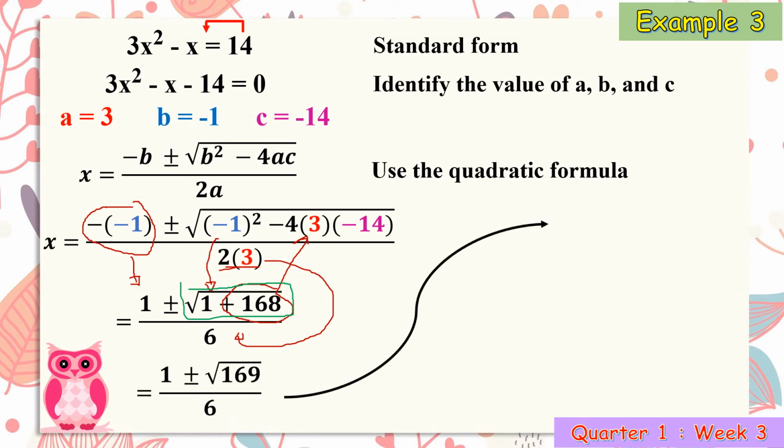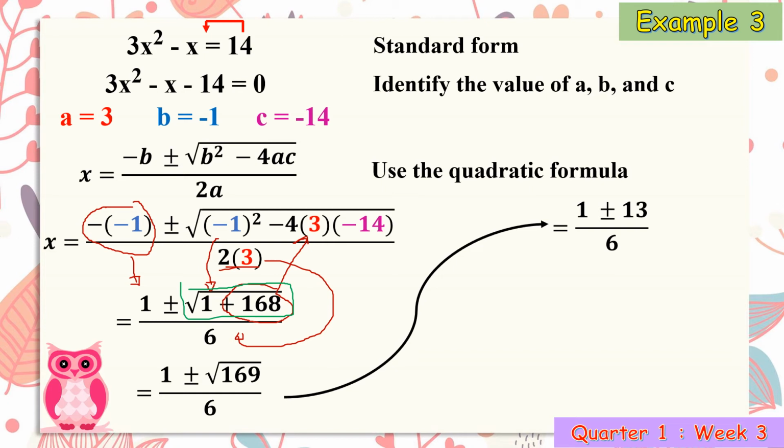Now let us get our square root of 169. So 169 is a perfect square. That's why the square root of 169 is 13. Okay, so once we simplify, we got now here 1 positive negative 13 all over 6. So we will just separate to find the values of the two roots that we can have.